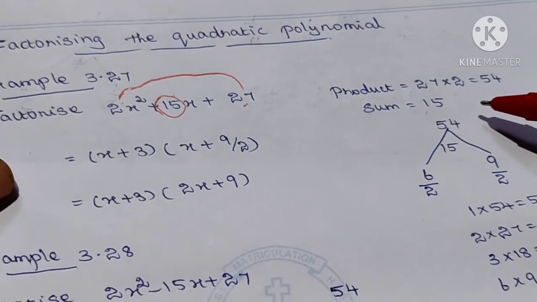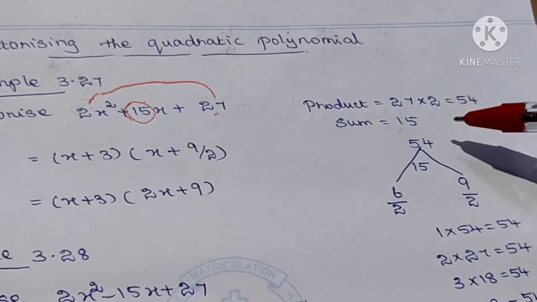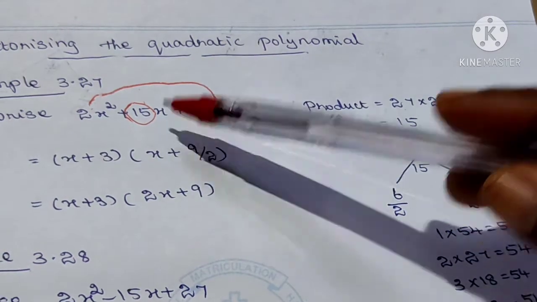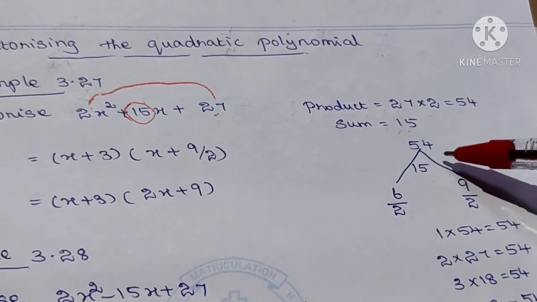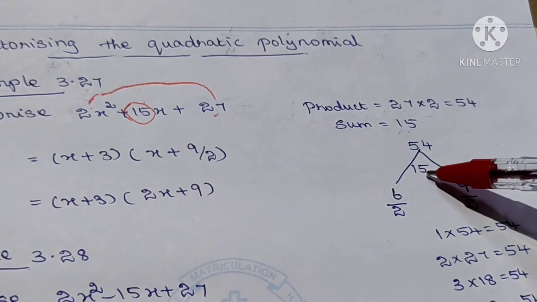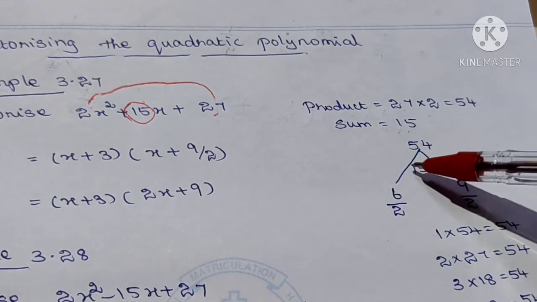So we get 27 into 2. 27 2s are 54, and the sum is the middle value of the quadratic polynomial, 15. So we want the product 54 and the sum 15. So we use the table: find out which numbers multiplied give the product 54.